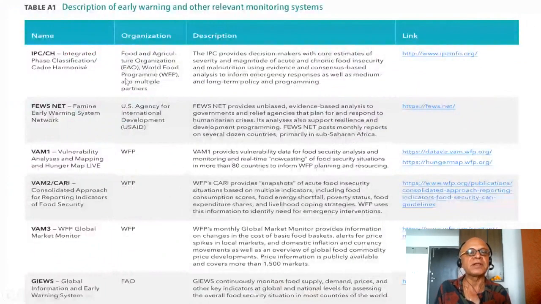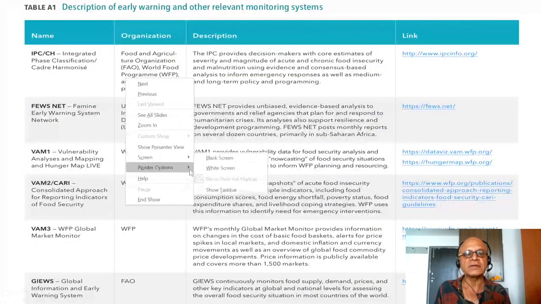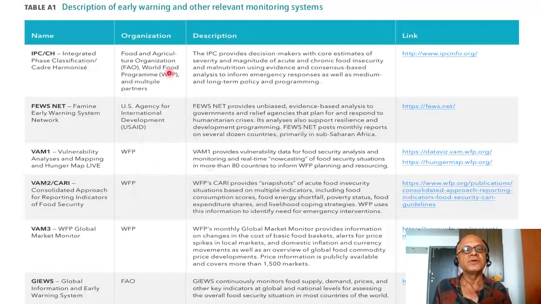Don't want to rush it, but nonetheless, we are going to look at the descriptions of early warnings that we just mentioned in the previous podcasts, other relevant monitoring systems, and then we look at some tools and models.